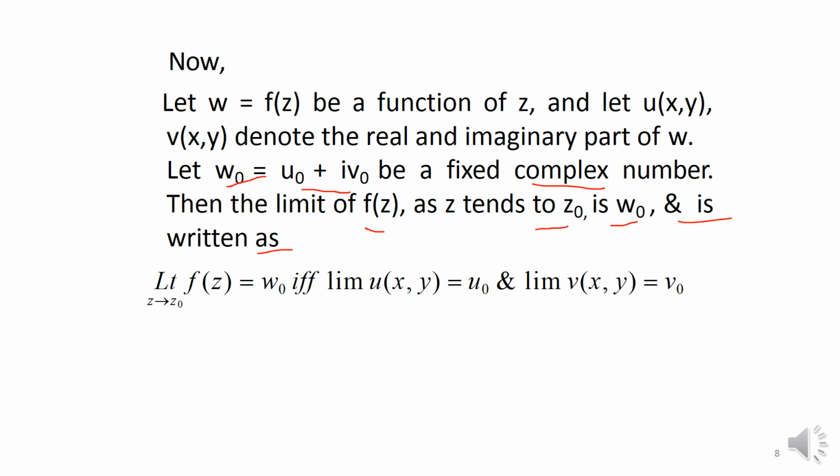and is written as limit f(z) = W0 when z tends to z0, if and only if limit of u(x,y) = u0 when x tends to x0 and y tends to y0, and limit of v(x,y) = v0 when x tends to x0 and y tends to y0. So this is the definition of the limit, with the graphical and mathematical definition.